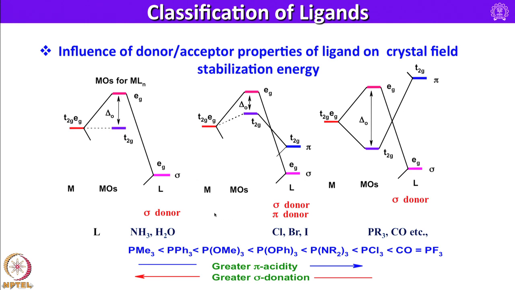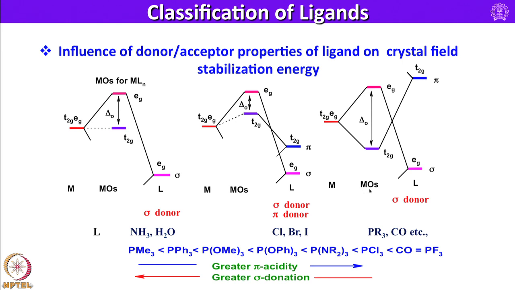And next we have another class of ligands, they are called sigma donor and pi donor, essentially all halides. They have low lying filled sigma orbitals and low lying filled pi orbitals because of s2p6 electronic configuration. So, in this case both are directed towards the metal. As a result, what happens, CFSE decreases considerably. You can see here the magnitude with respect to pure sigma donor ligands.